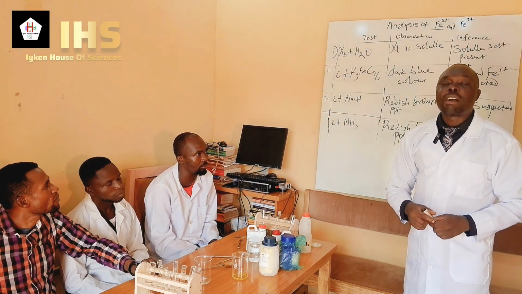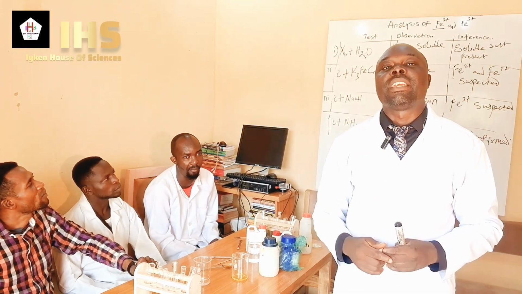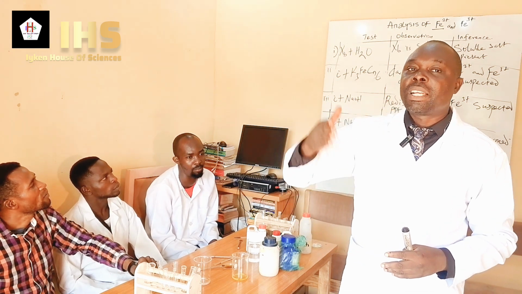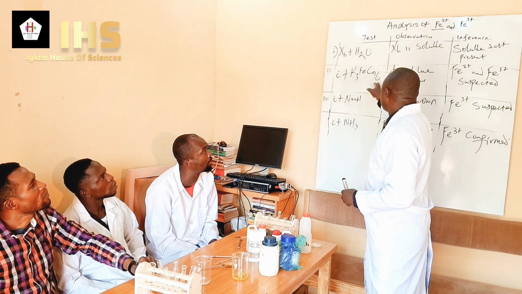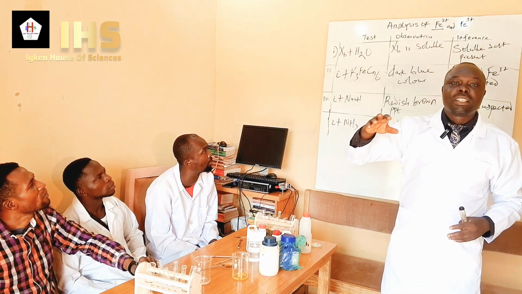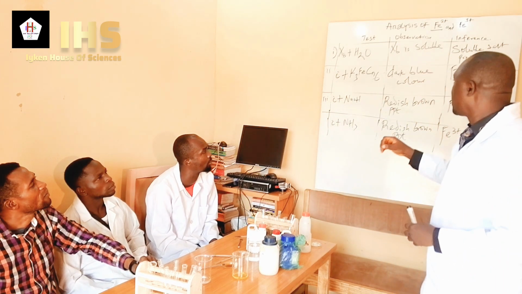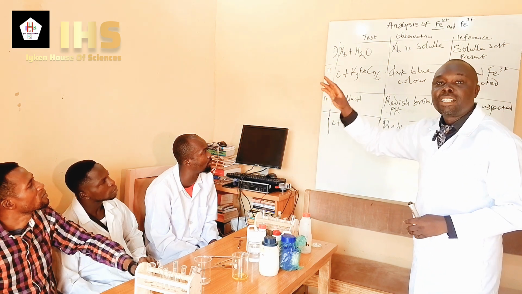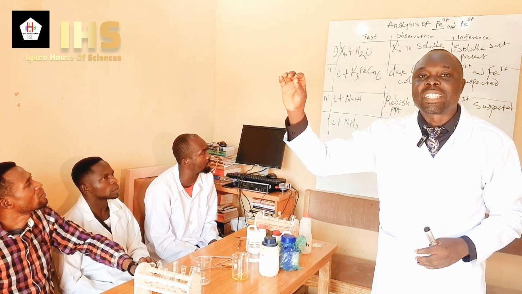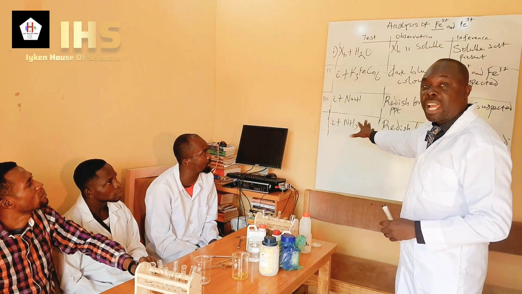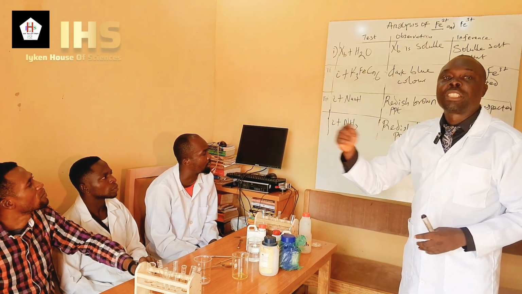In summary, what we have done today is this. We have been able to distinguish iron 2 from iron 3. We saw that potassium hexacyanoferrate gives blue color with iron 2 and iron 3. But when we used the sodium hydroxide, the iron 2 gave us dirty green, while iron 3 gave us reddish brown. Then when we used ammonia, iron 2 gave us dirty green again, while iron 3 gave us reddish brown PPT.